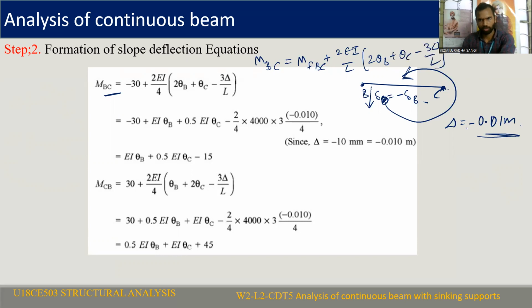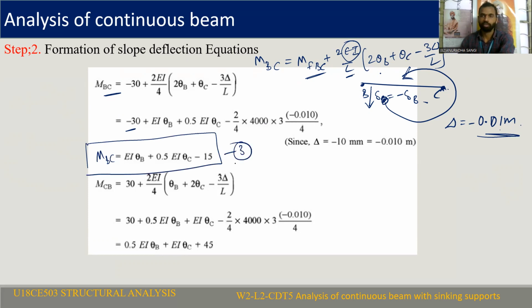So delta value is equal to minus 0.01 meters. Theta C is unknown, theta B is unknown. In place of EI, you substitute EI. L value, that is 4. And MFBC will be equal to minus 30. Substitute it, and finally you're going to get MBC equal to this one. This you consider equation number 3.